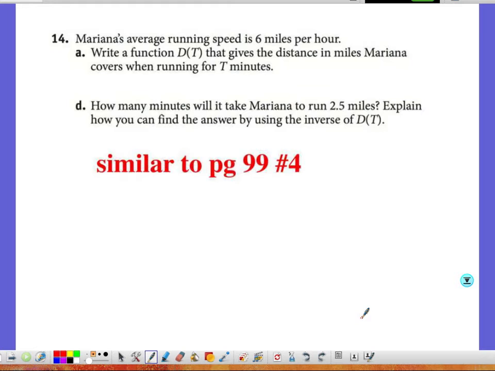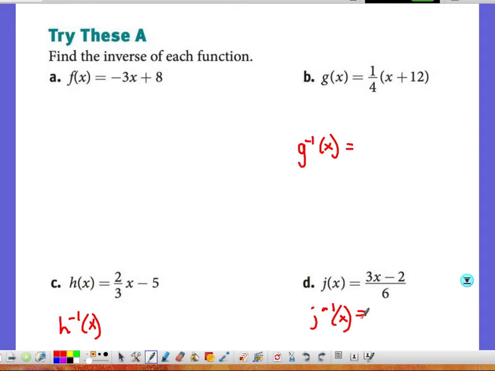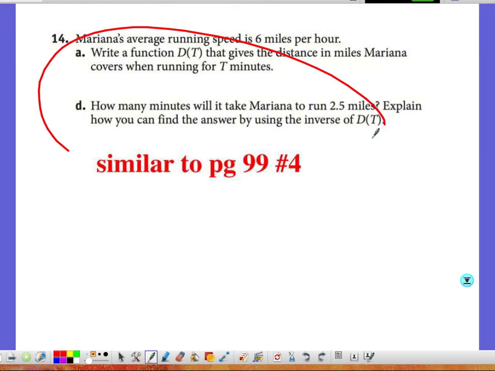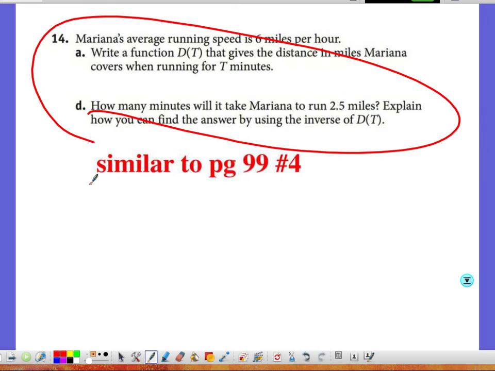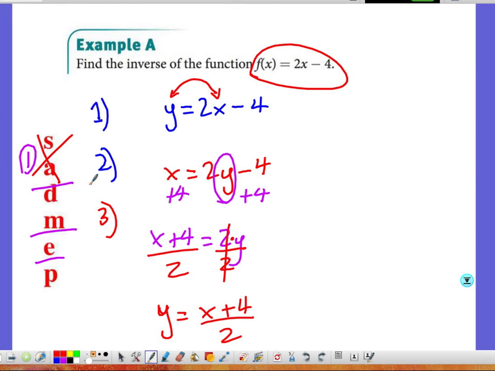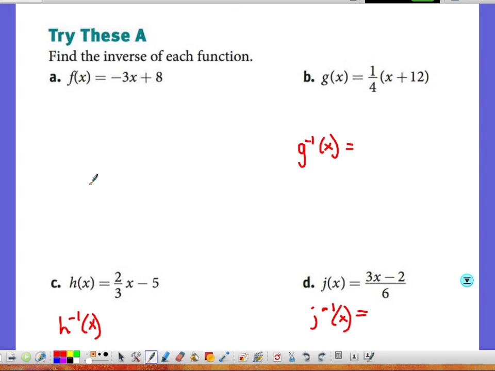And I wanted to emphasize that number 14 in your homework, page 92. Wait, is this page 92? No, number 14 in page 92. I wanted you to work on that. A and D. Alright, so those are the 4 steps to finding an inverse function, and I had you do some practice on page 91.